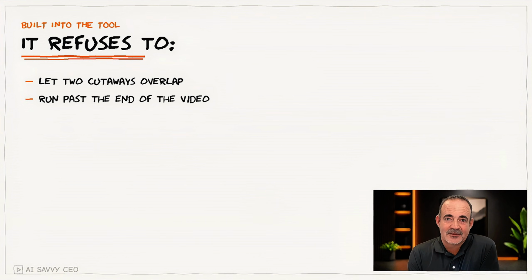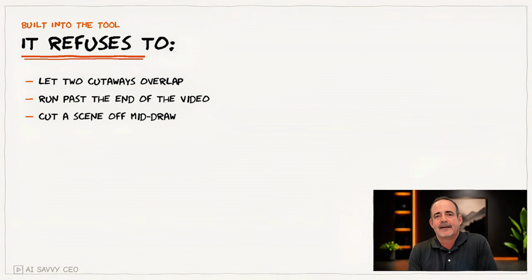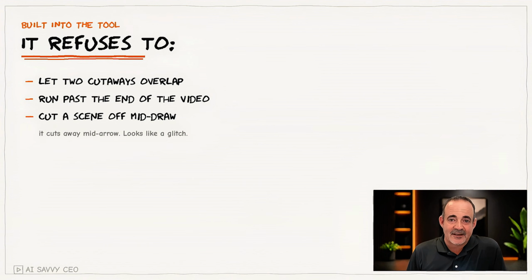3. And this one's subtle. A scene that gets cut off mid-draw. The scene needs 6 seconds to finish drawing. Something shortened it to 4. It now cuts away in the middle of an arrow, which looks like a glitch. The tool knows how long each scene takes to draw, and refuses to give it less.